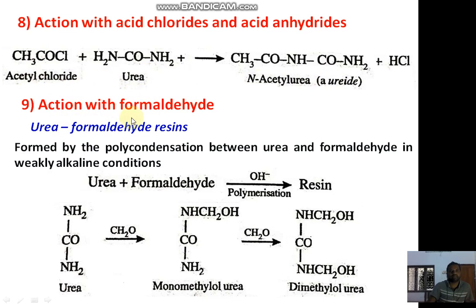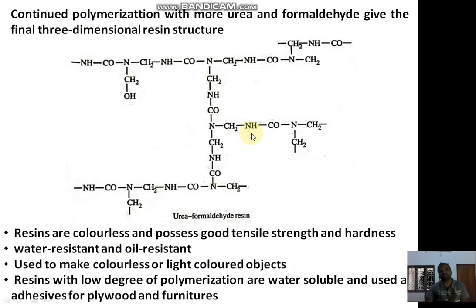Next reaction is action with formaldehyde. While reacting with formaldehyde, urea gives a resin, that is urea formaldehyde resin by polycondensation. Polycondensation between urea and formaldehyde, in weakly alkaline condition, gives urea formaldehyde resin. So this is the reaction. This is urea and this is formaldehyde. We get monomethylolurea in the first step, and again we take the excess amount of formaldehyde, we get a dimethylolurea, and continuous polymerization with more urea and formaldehyde gives the final three-dimensional resin structure.